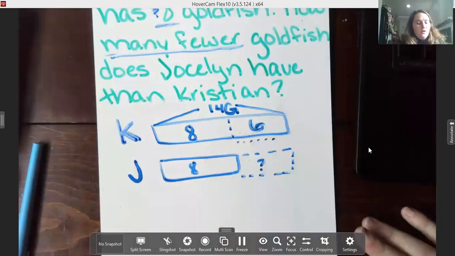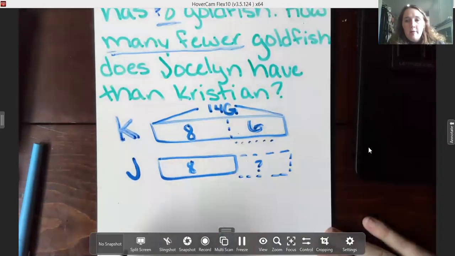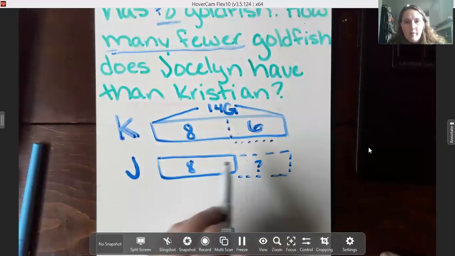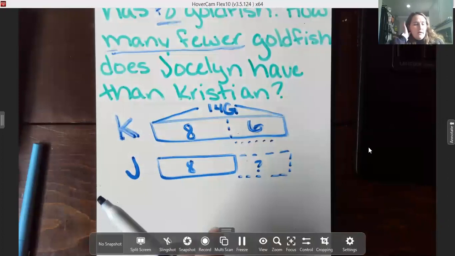Okay. So now let's go ahead and draw a number sentence to go with this problem. So I want you to take just a second, pause your video, and write a number sentence that goes with our tape diagram and our problem here. Go ahead and go. All right, so you have drawn your number sentence, and now I'm going to do my number sentence too.